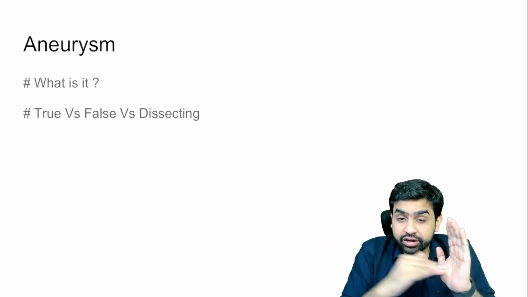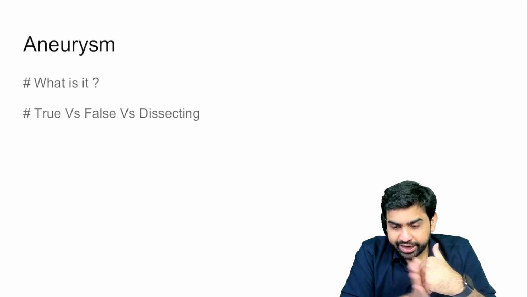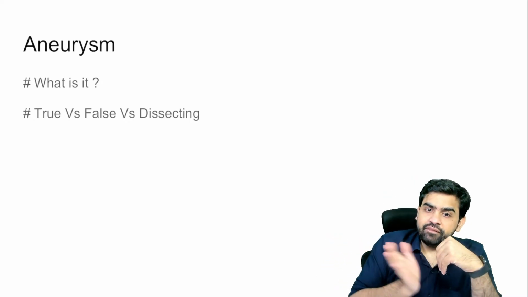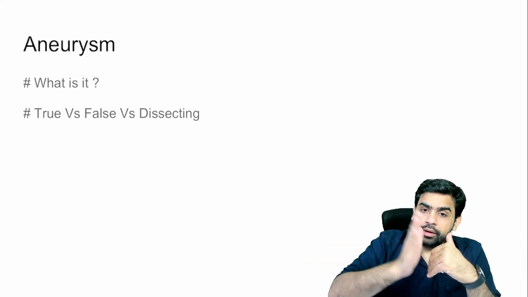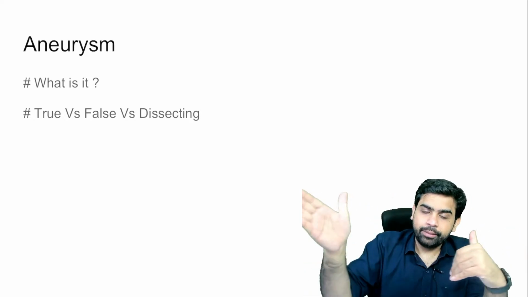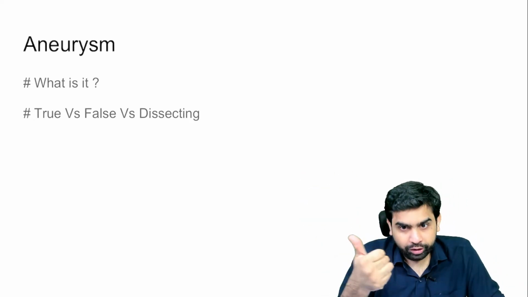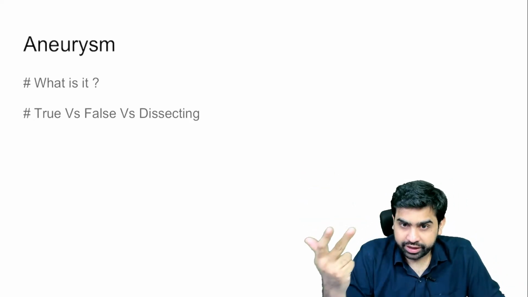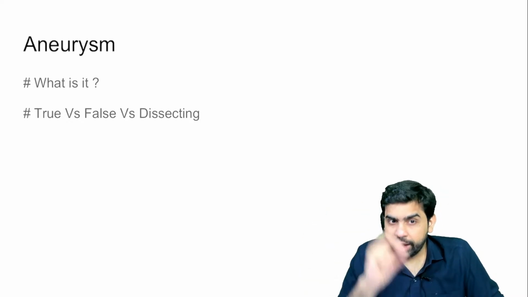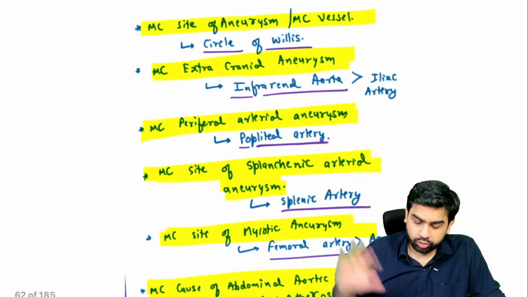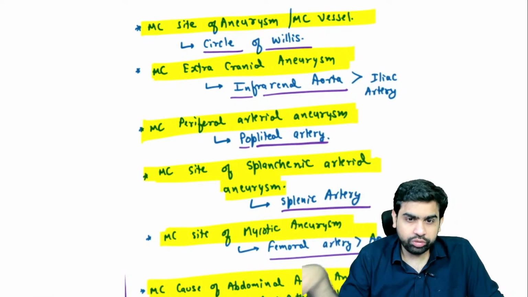Then there is a dissecting aneurysm. Dissecting aneurysm means that the blood has entered into the media, and over a course of time, it keeps dissecting that media even further. That is what is called a dissecting aneurysm. So we have a true aneurysm, a false aneurysm, and a dissecting aneurysm. Logically, a dissecting aneurysm is a type of false aneurysm itself. It's not a third category. You can go through these one-liners.